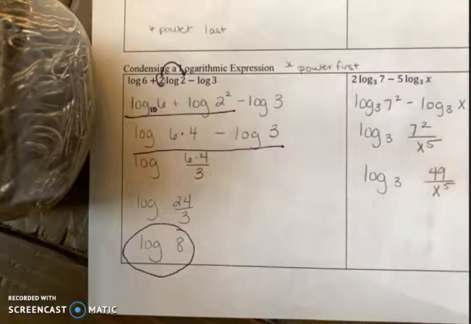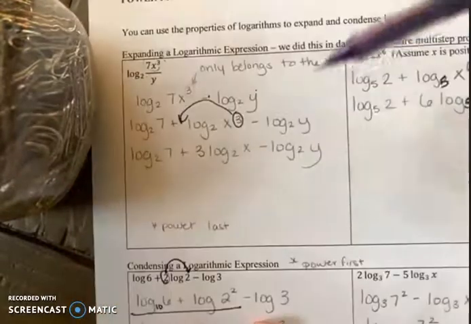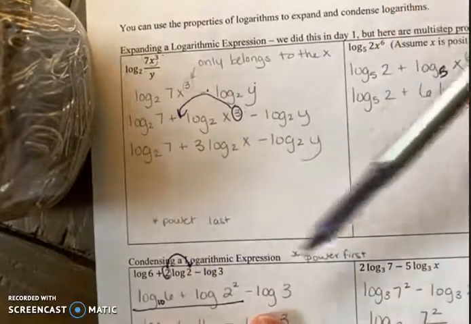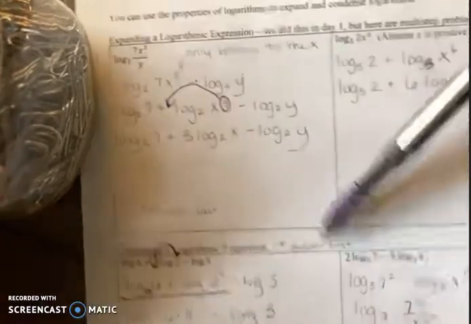All right, the last thing I need to review is that when we expanded, we did the power property last. When we condense, we do the power property first. Keeping that in mind, we're going to do this one last example.